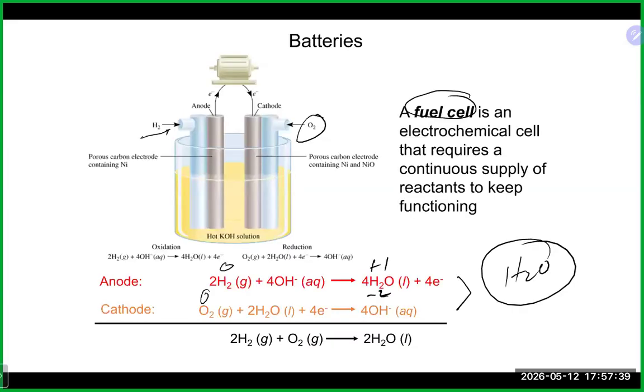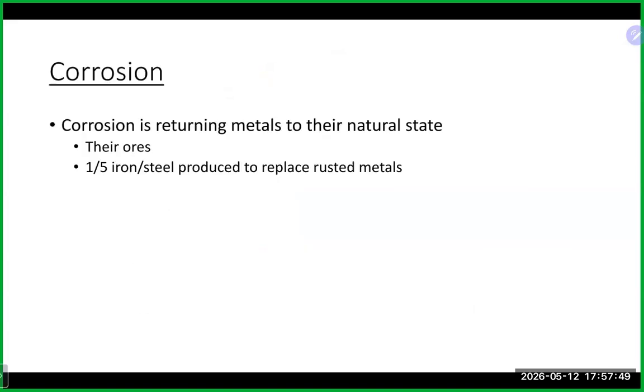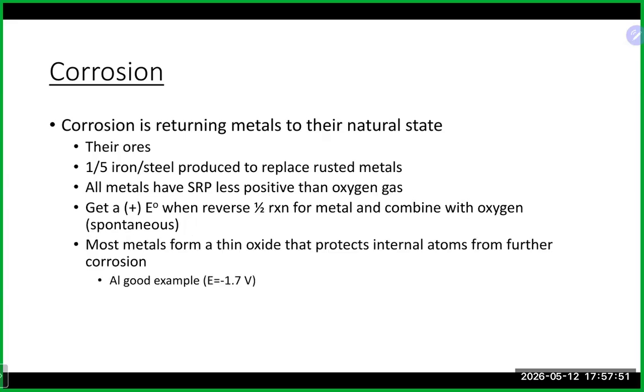So again, you're not really responsible for any specific batteries or anything like that, but you do need to know generally how a battery is similar to a galvanic cell and some differences. Corrosion as well is something else we're going to talk about. Corrosion is really returning metals to their natural state. For all intents and purposes, corrosion is basically the oxidation of metals.